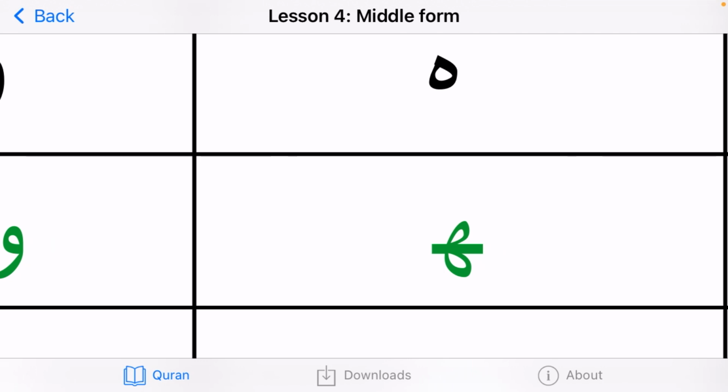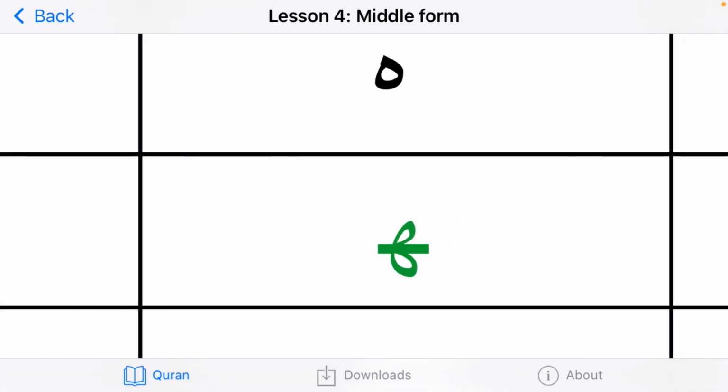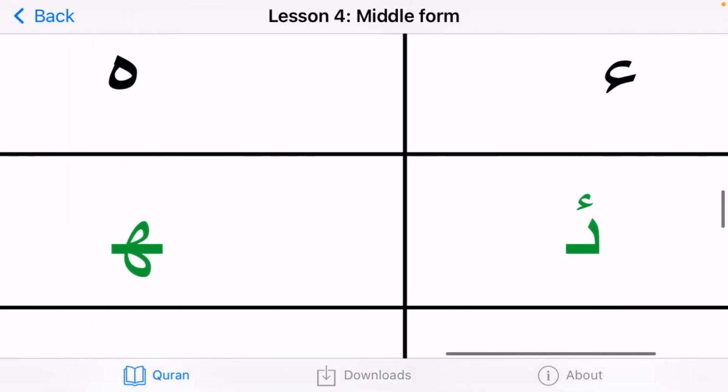And here, this is how it looks in the middle. This one is correctly written with the line coming towards the letter and also the line going away from the letter. This one is just memory. It's just look at the letter, recognize it, and know how it looks. So if you see it somewhere else, you know exactly that this is Ha in the middle of the letter.